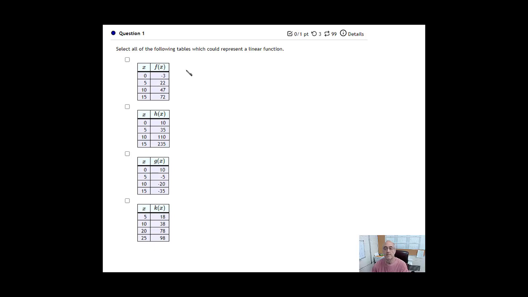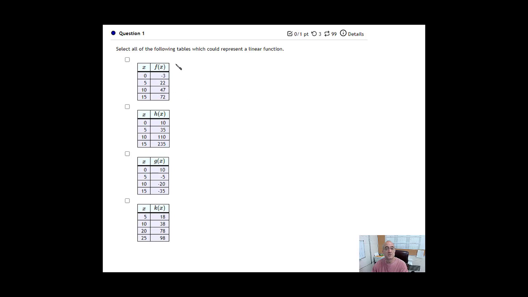This is from MyOpenMath section 4.1. We're going to be discussing linear functions. So remember, on a problem like this, we need to remember that a linear function has a constant rate of change. So for this particular problem, we're going to be looking at the change in the x values versus the change in the functional values themselves.